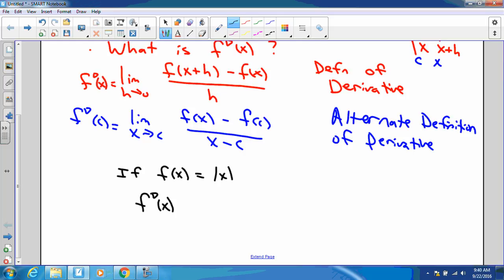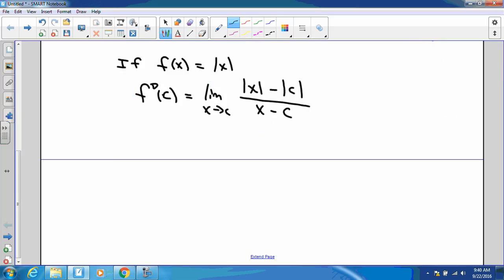We'll do it in the strict form. f prime of c equals the limit as x goes to c of the absolute value of x minus the absolute value of c over x minus c. Now there's a couple of different directions that we could go with this, but I find it to be most useful to rewrite the absolute value of x as the square root of x squared.